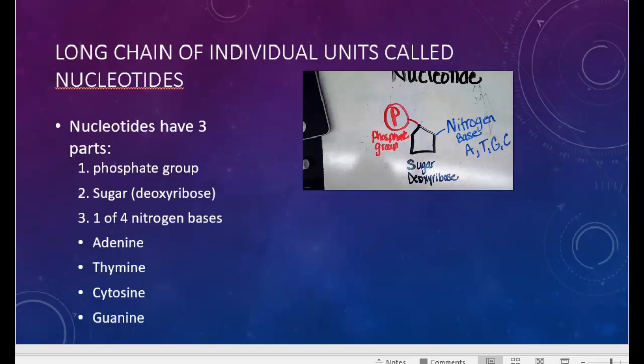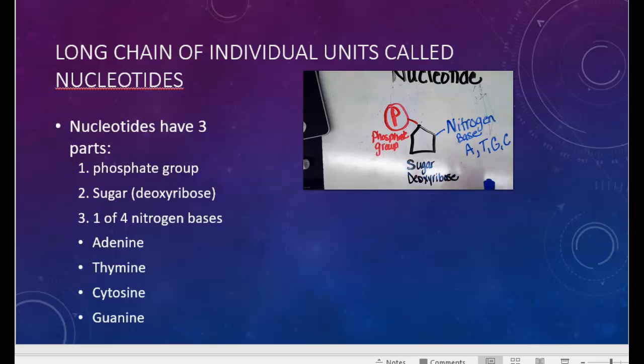DNA is basically a long chain of individual units called nucleotides. Nucleotides have three parts to them. There's a phosphate group, which is going to have a phosphate in it at some place. It's more chemically complex than that, but for your purposes, you just need to know that there's a phosphate group. That is attached to one end of a sugar molecule, and that sugar molecule is called deoxyribose. There's actually 5 carbons in the sugar. And then on the other end is going to be a nitrogen base.